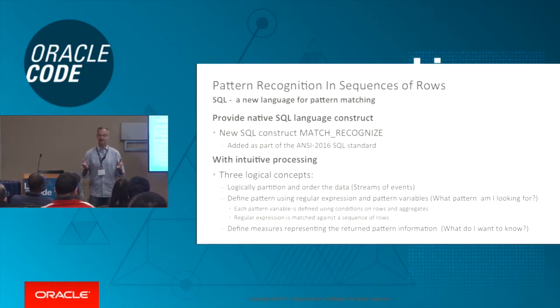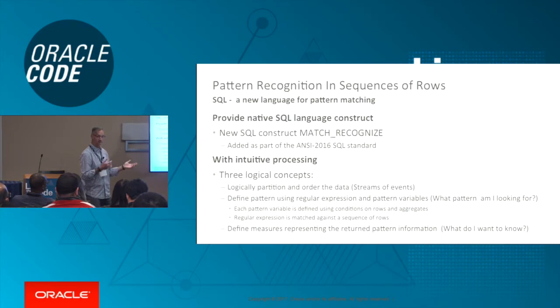Then, obviously, you have to define the pattern. What am I looking for? What is the pattern that I'm seeing? Is the color changing from red to green to yellow, and does it happen five times in a row before it identifies the pattern that I'm looking for?